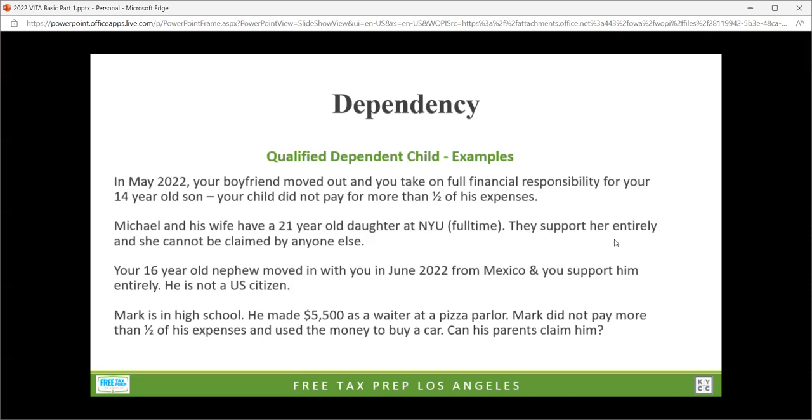Mark is in high school. He made $5,500 as a waiter. Mark did not pay more than half of his expenses and used the money to buy a car. Can his parents claim him? Yes. Why?